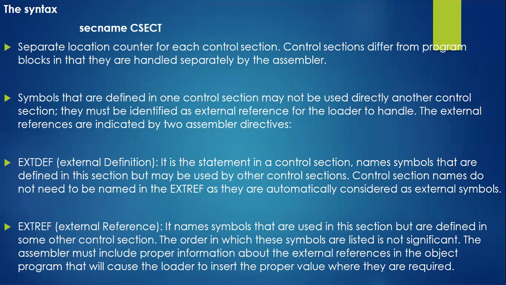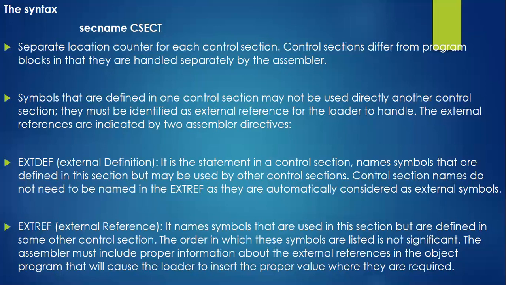Control sections differ from program blocks in that they are handled separately by the assembler. In the case of program blocks, we had the default block first, then a CDATA block for a small amount of information, then a CBLKS block for bulk information, so there we had three different sections. Such an arrangement we don't have here. We do have some arrangement, but the handling is totally different when comparing program blocks with control sections.